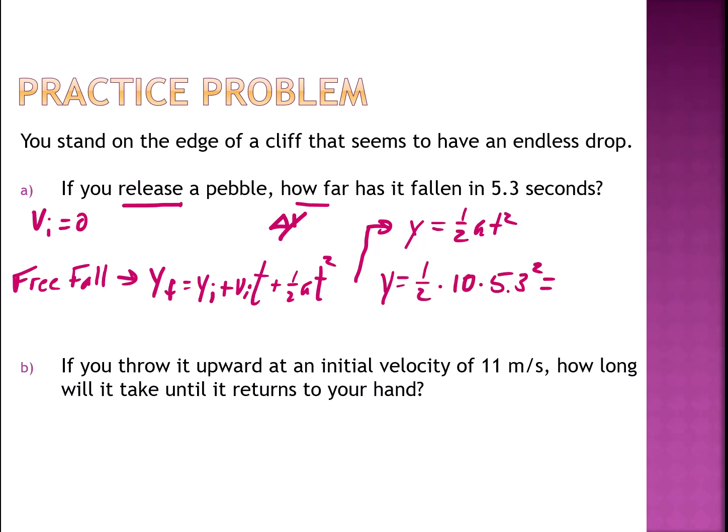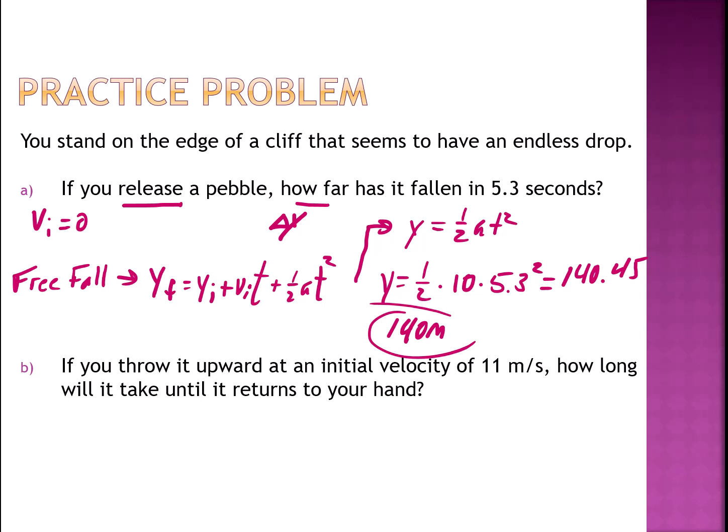Plug in acceleration is 10, my time is 5.3. Yes, it is moving downward, so you could argue that it's negative 10, and that's fine. Your answer would be the exact same magnitude, except it would be a negative 140 meters instead of a positive 140 meters. If I said going down was positive, then I get a positive value because it moved downward. If I said going down was negative, then my acceleration would be negative 10, and my answer would be negative 140 meters. Still perfect score, perfect answer.